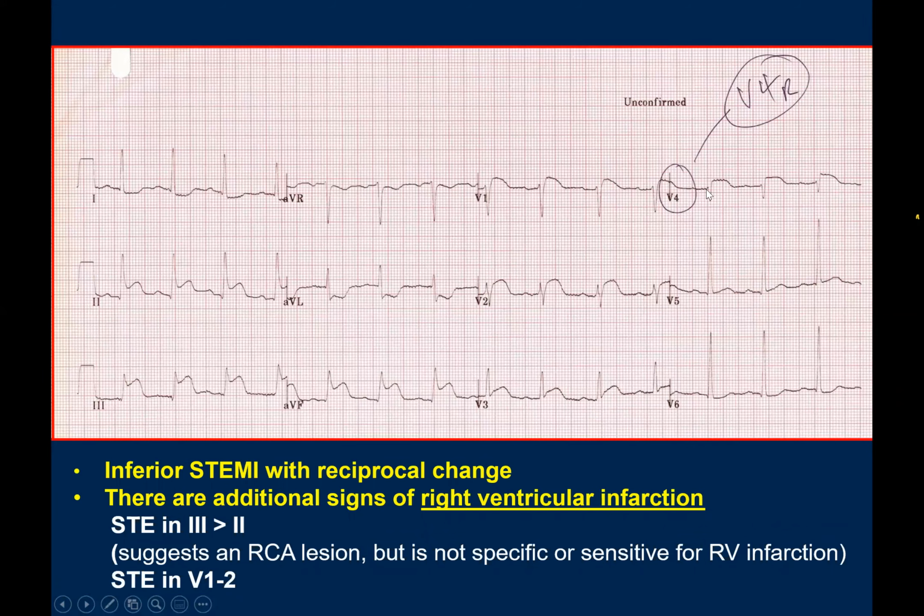You see in the RV4, there's significant elevation. So V1, V2 ST segment elevation in this case indicates RV infarction.